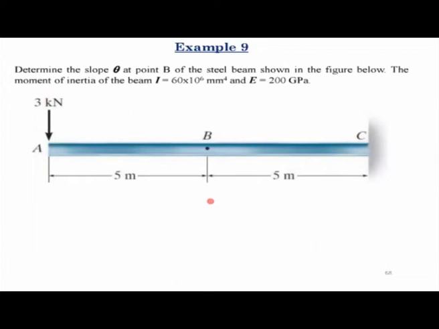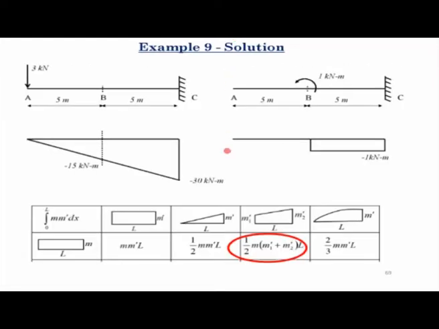Now we'll take an example of a simple cantilever beam which is applied to a load of 3 kilonewtons. What we have to determine here is the slope at point B, that is the midpoint of this cantilever beam. The I and E values of the beam are provided. I is 60 into 10 to the power 6 and E is 200 GPa. Since we have been asked to calculate the rotation at this point B, the virtual load that has to be applied is actually a virtual moment, that is a moment of magnitude unity at this point B.